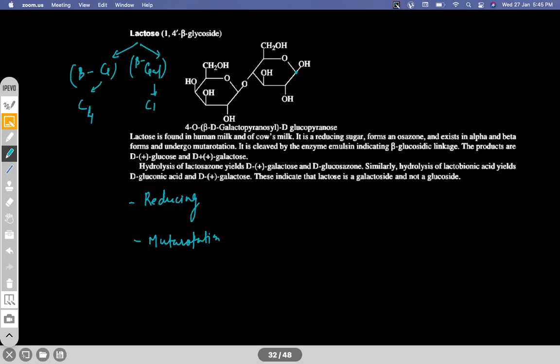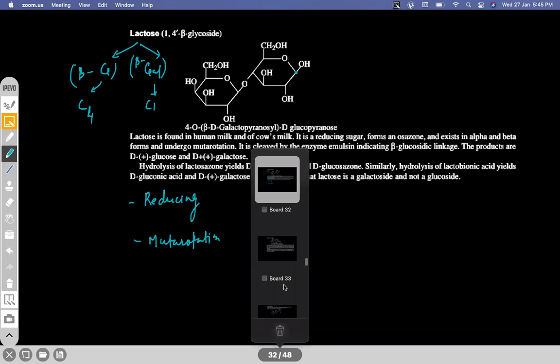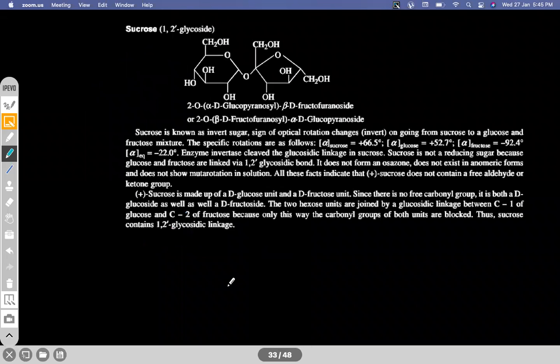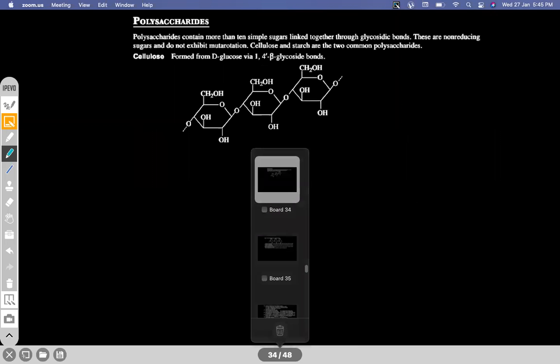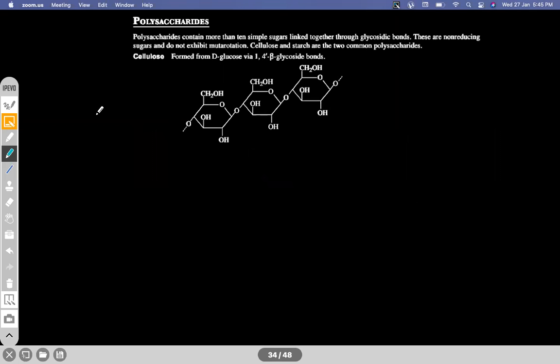Okay, a few more things we have left in this, and then we'll go to the numericals. Sucrose we have discussed already: glucose and fructose, C1, C2 carbons involved, and it is a non-reducing sugar. Next, we have polysaccharides. What are polysaccharides? They are polymers of monosaccharides. Examples: we have starch, cellulose.